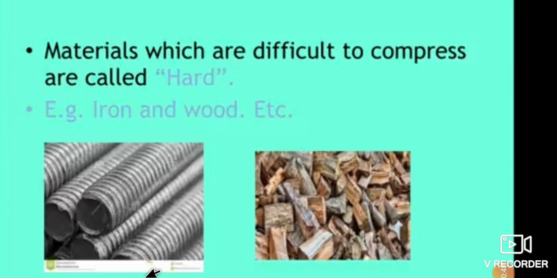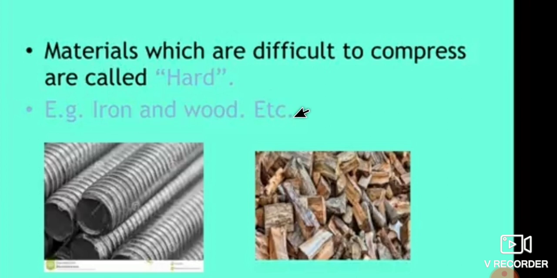Dear students, look at this picture. This is iron and wood. The figure given here is an iron pipe. This is wood. These are materials which are difficult to compress, and they are called hard materials. Examples are iron and wood.